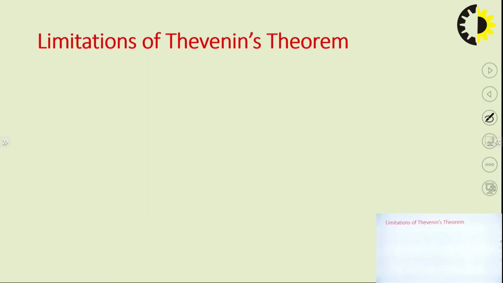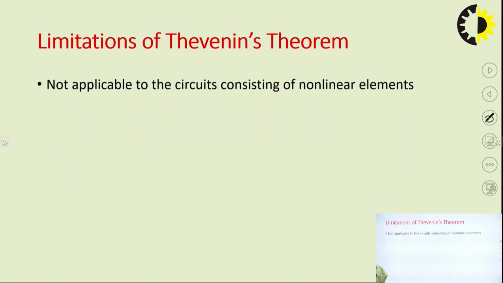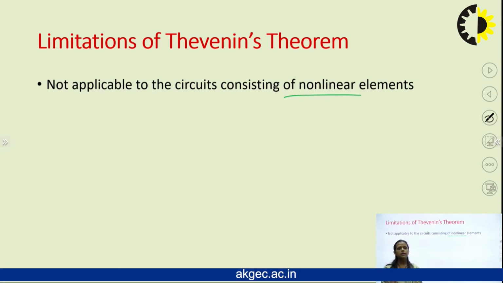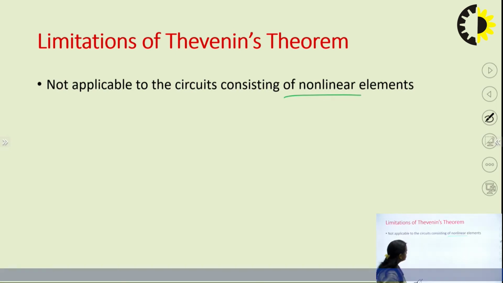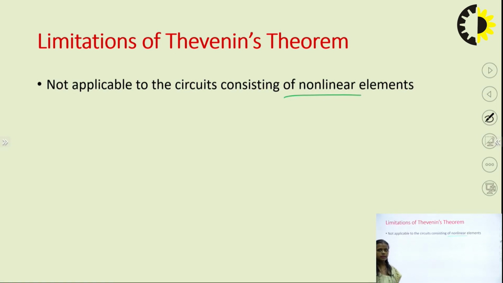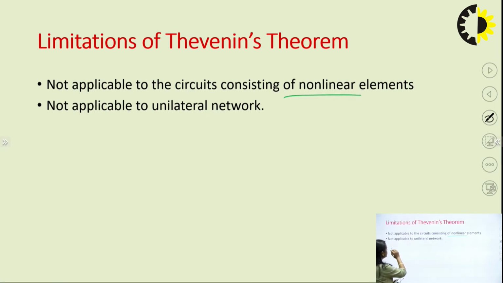It has some limitations also. Thevenin's theorem's first limitation is that it is not applicable to a circuit consisting of non-linear elements. If there are non-linear elements, you cannot apply Thevenin's theorem. In the statement itself, it is written: any linear two-terminal network, right? So it is not applicable for non-linear elements. Then second, it is not applicable for a unilateral network, like if there are elements like a diode, or we can say semiconductor elements. You cannot apply Thevenin's theorem there.